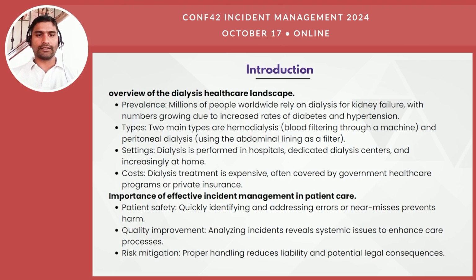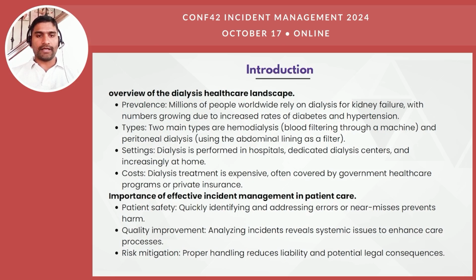The second one, peritoneal dialysis. In this method, the abdominal lining, also known as the peritoneum, is used as a natural filter. A dialysis solution is introduced into the abdominal cavity, where it absorbs waste products from the blood through the peritoneum. This type can be done at home and offers greater flexibility in terms of schedule.